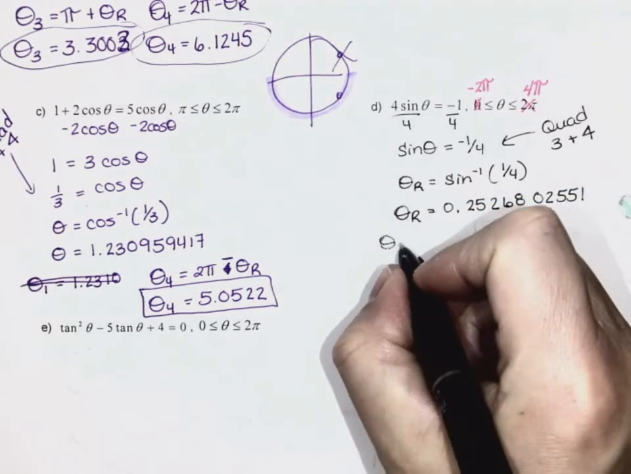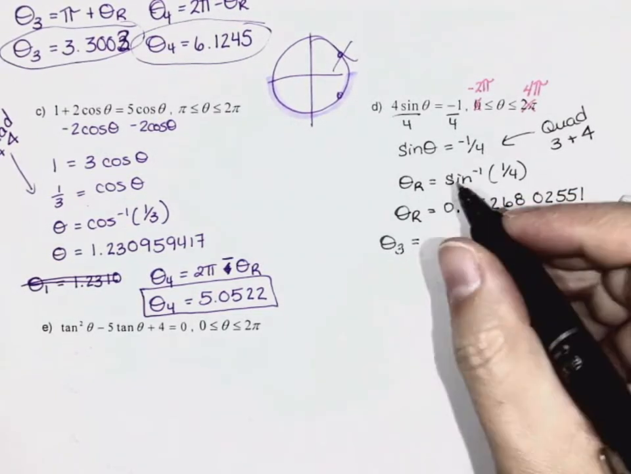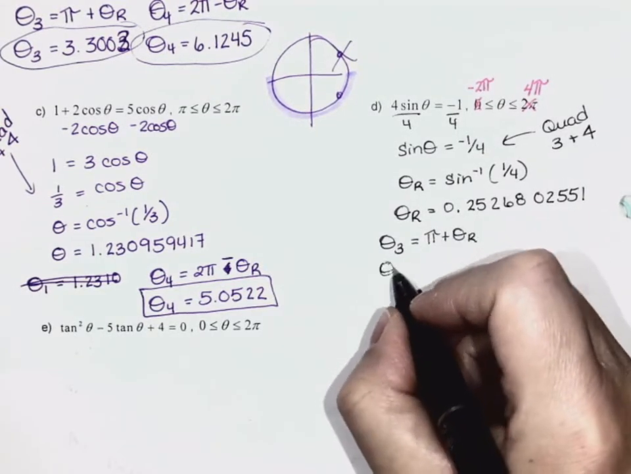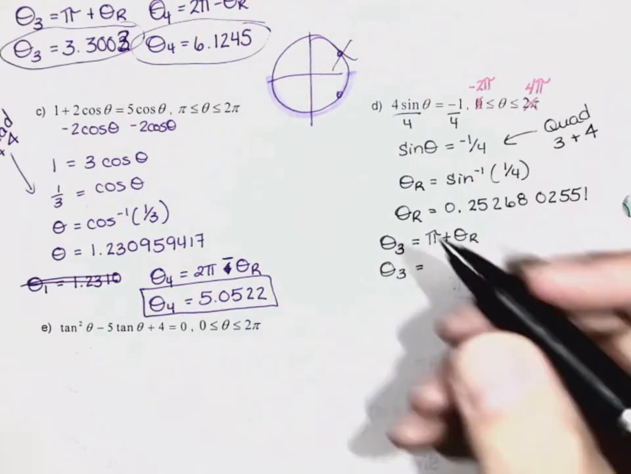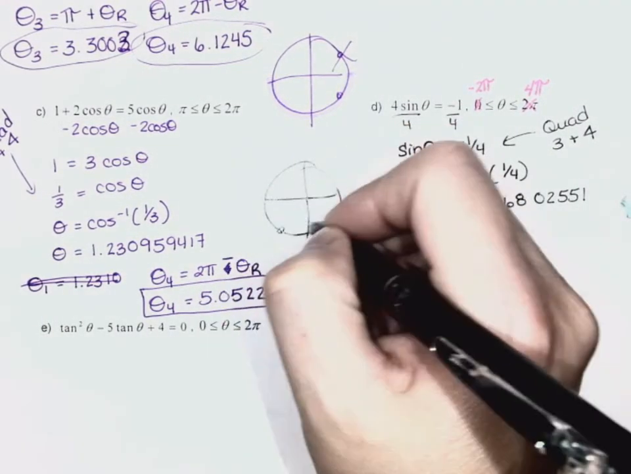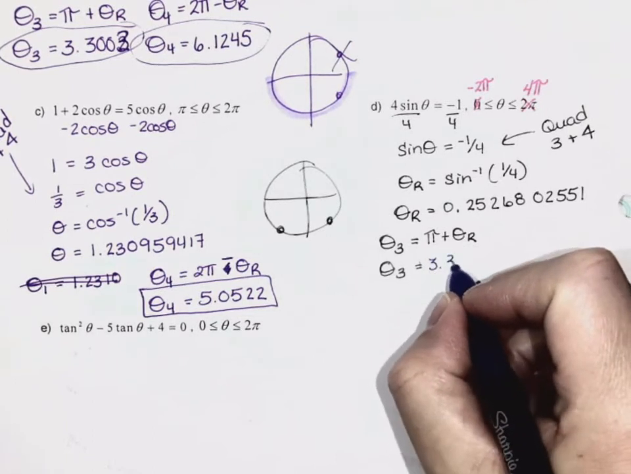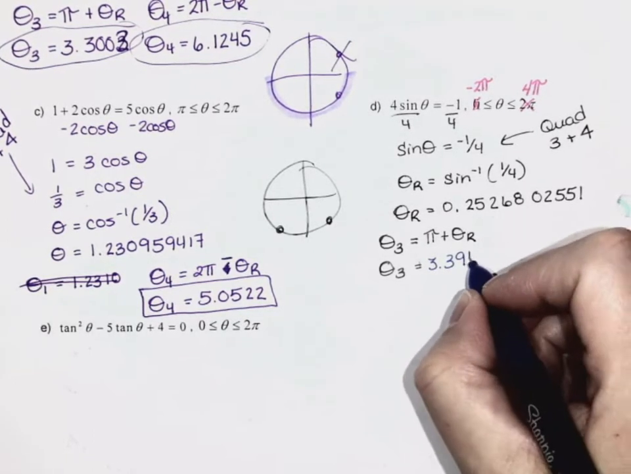Okay, so in quadrant 3, my rule is pi plus theta reference. So in this one, I'm going to have answers here and here. I don't like that pen either. I'm going through a pen crisis right now. So I'm going to get 3.3943.